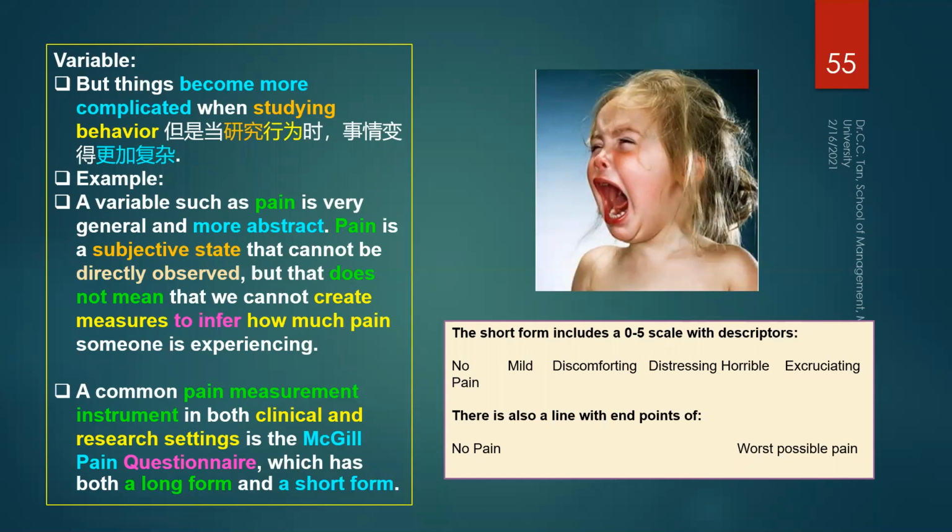So this abstraction is very important. Okay, so a variable such as pain is very general and more abstract. Okay, and because of that, you really have to come up with a good conceptual understanding. And then once you get a good conceptual understanding, you also need good operational procedures such as a questionnaire. Otherwise, you have to use qualitative interviews.